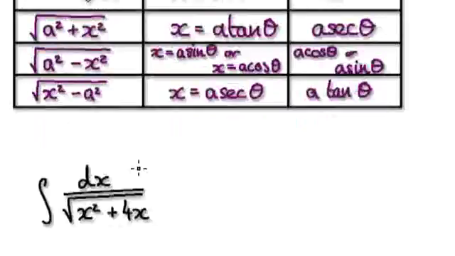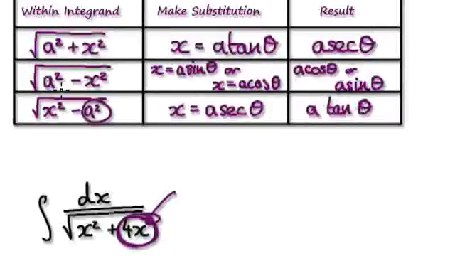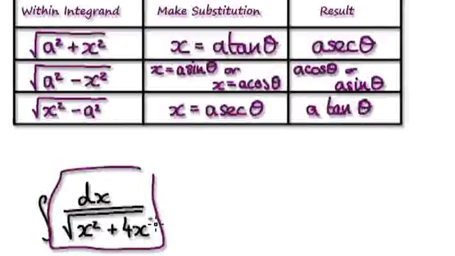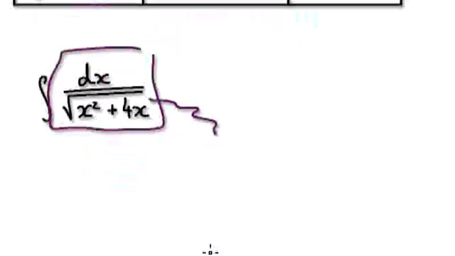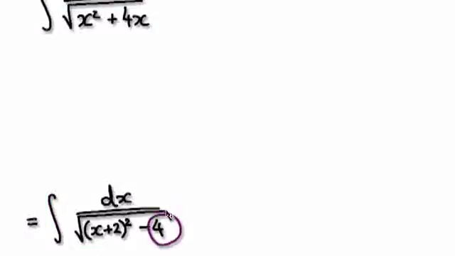So let's start again. We were trying to integrate this, but this is not in the form of any of these three here, because this here is not a constant. It contains x, but we need a constant. So we need to use completing the square. Completing the square took us to here. So now this thing here is a constant.